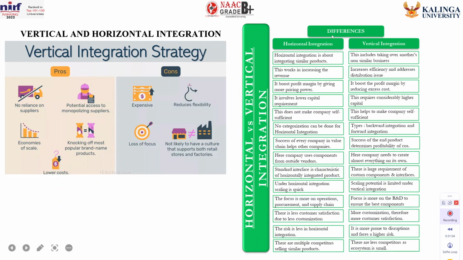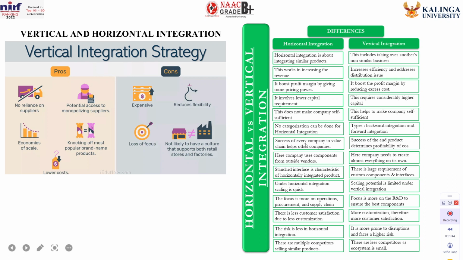So horizontal integration is about integrating similar products, and vertical integration includes taking over another's non-similar business. This works in increasing the revenue, it increases efficiency and addresses distribution issues. Horizontal integration boosts profit margin by giving more pricing power, but vertical integration boosts the profit margin by reducing access costs. Horizontal integration involves lower capital requirement. Vertical integration requires higher capital requirement. Horizontal does not make the company self-sufficient. Vertical helps the company to become self-sufficient. In horizontal integration no categorization can be done, while in vertical integration backward integration and forward integration can be done.